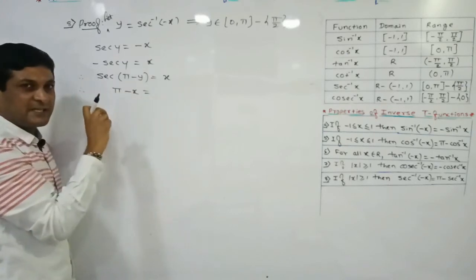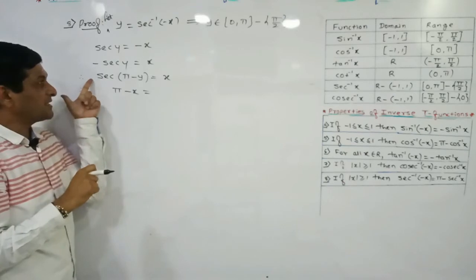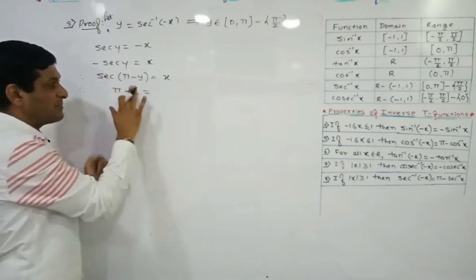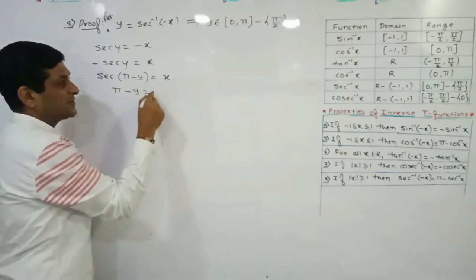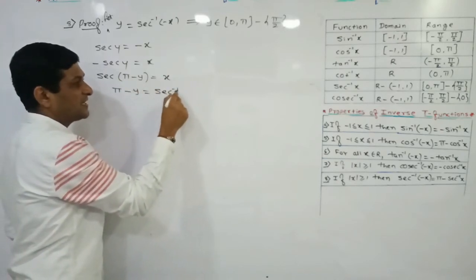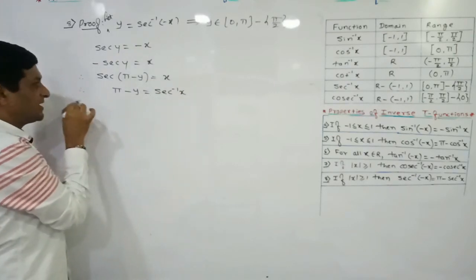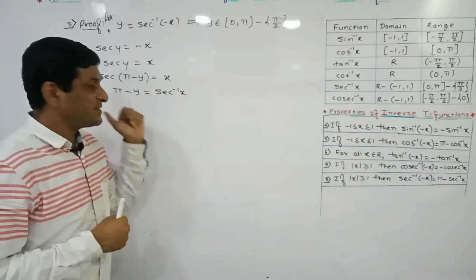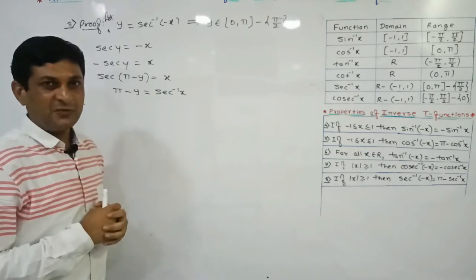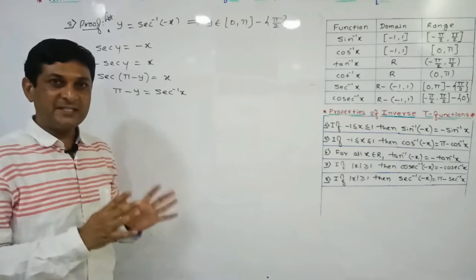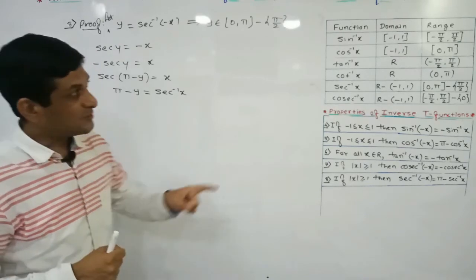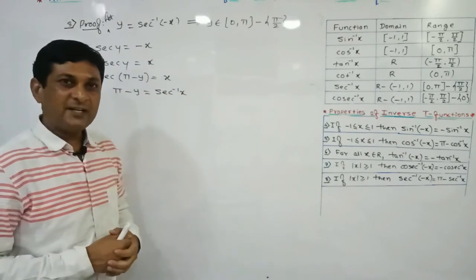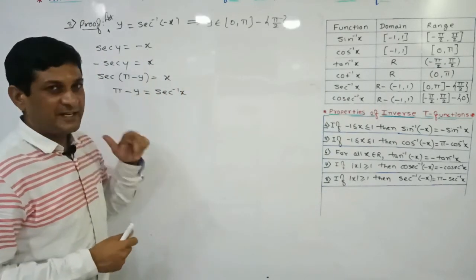Now we are taking sec inverse on both sides. If we are taking sec inverse of the left hand side, sec inverse and sec will get cancelled, remaining term is pi minus y. And if we are taking sec inverse of this side, we will get sec inverse of x. So therefore here we can observe that pi minus y is the value of sec inverse. If it is the value of sec inverse, then we have to prove that it lies in the range of sec inverse. And what is the range of sec inverse? 0 to pi, difference pi by 2. Let us check whether this value lies in that interval or not.